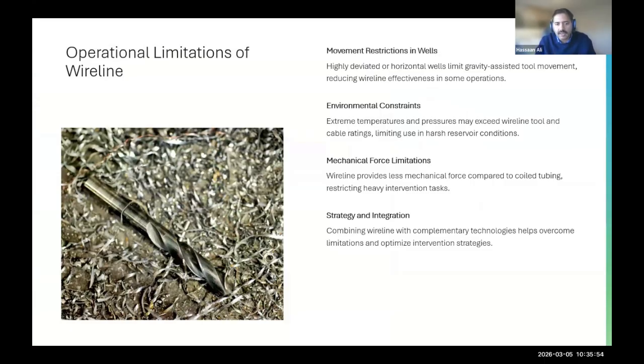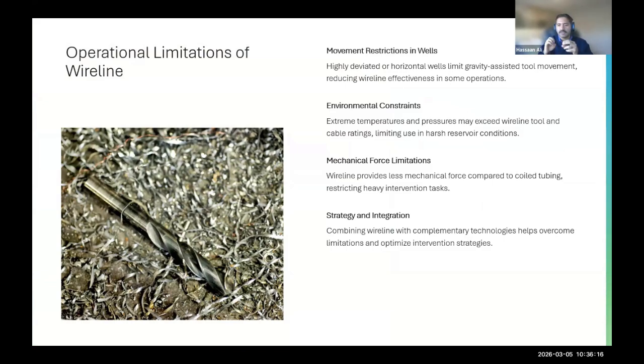Operational limitations of wireline. Wireline does have some operational limitations. For example, in highly deviated and horizontal wells, with limited gravity-assisted tool movement, it reduces wireline effectiveness. In that case, if you have horizontal sections or highly deviated wells, in those areas, you actually use something which is called a wireline tractor.